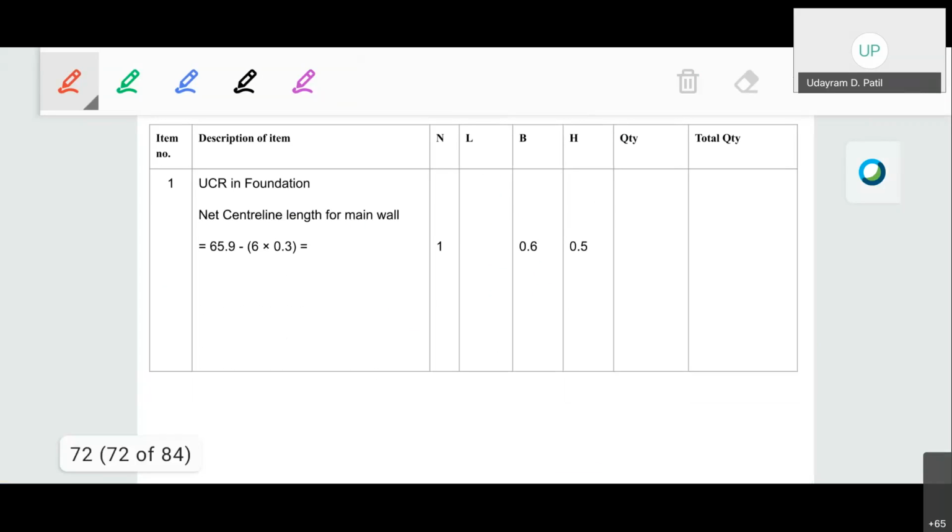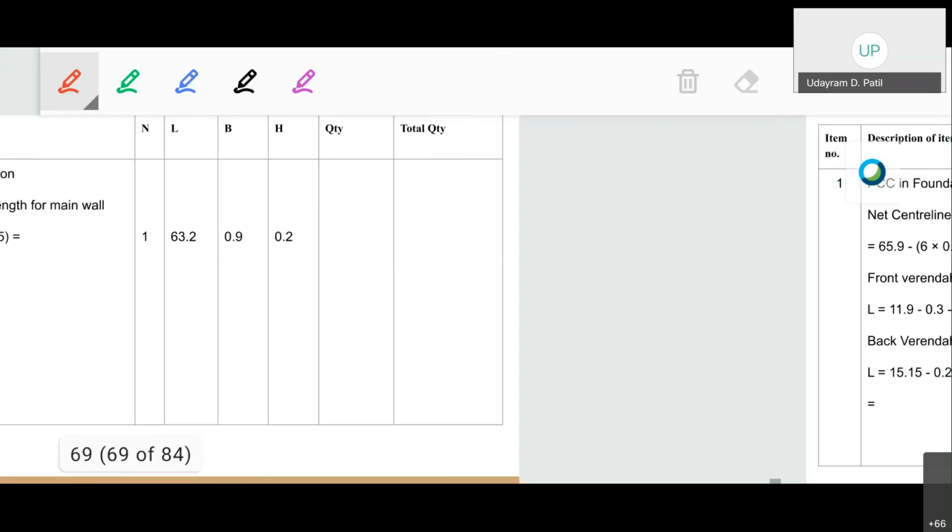Now again calculating the quantities for the UCR in foundation. Again, net center line length will be total center line length minus n, that is the number of T junctions. Okay, आपण already calculate केलं की 6 number of T junctions कसे होते. Multiplied by the half width of the item. Now width of the item for the UCR masonry is 0.6 meter. Therefore multiplying with the number of T junctions, that is 6, calculate the net center line length, height will be 0.5.